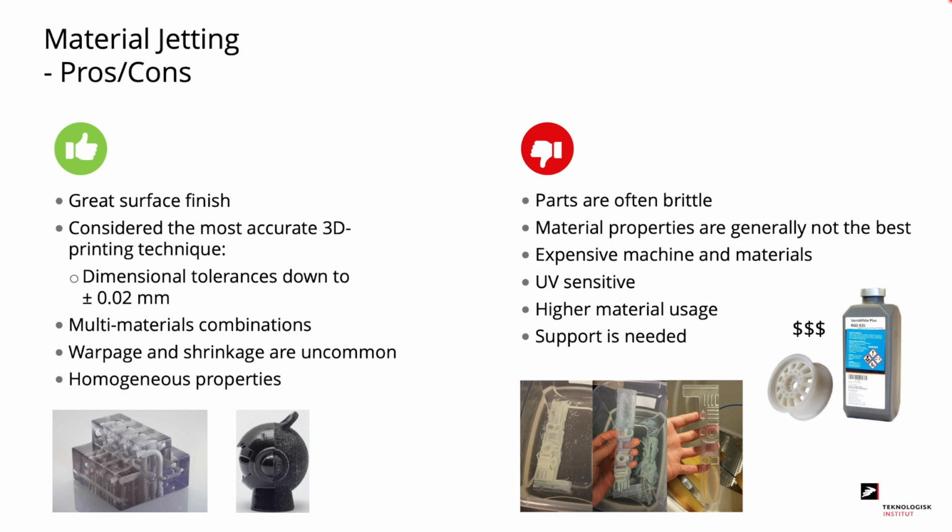If we have a look at the pros and cons of the material jetting process, we can see that we can obtain a great surface finish. It is considered the most accurate 3D printing technique, with dimensional tolerances going all the way down to 0.02 millimeters. We can also have multi-material combinations. Some of the cons include that the parts are often brittle and the material properties are generally not the best. Finally, both the machine and materials are quite expensive.